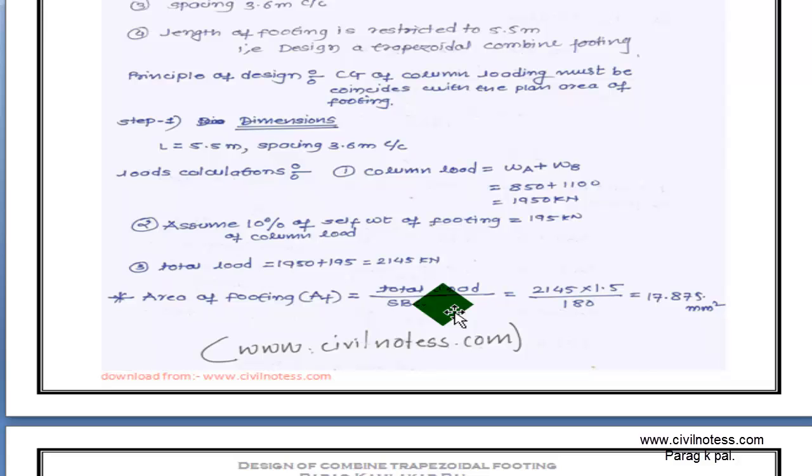Now we have the total load and we want the area. The formula for area is total load upon SBC. Put in the load, multiply by 1.5 for the factored load, divided by 180, which is the SBC. This gives the area of footing in square meters, where your footing is to be constructed.